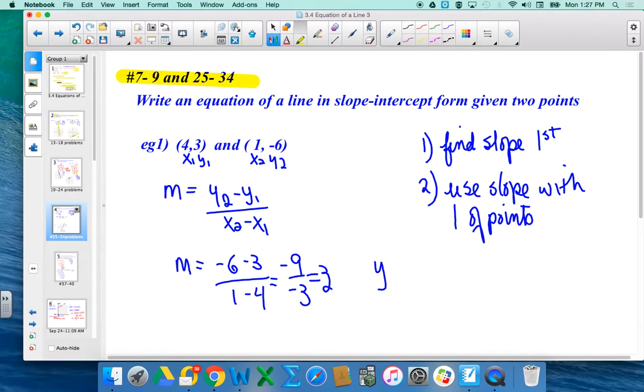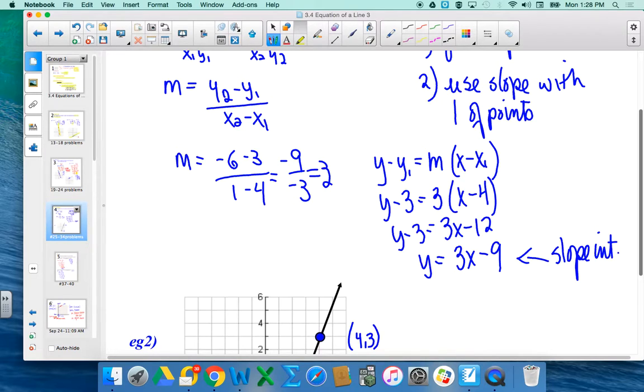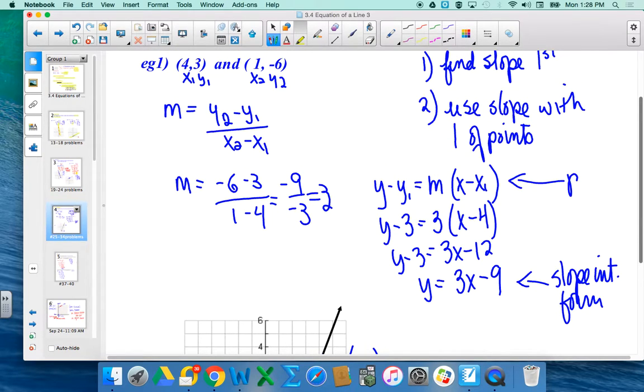So we'd say y minus y1 is equal to m times x minus x1. So we'll say y minus 3 is equal to 3 times x minus 4. So we get y minus 3 is equal to 3x minus 12. If we add 3 to both sides, we get y is equal to 3x minus 9. They ask you to write your answer in slope-intercept form, but you're using the point-slope formula to do that. Everybody understand that?